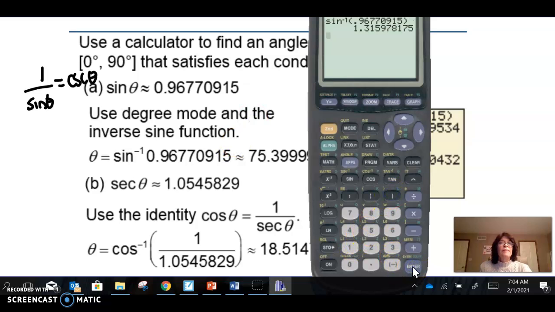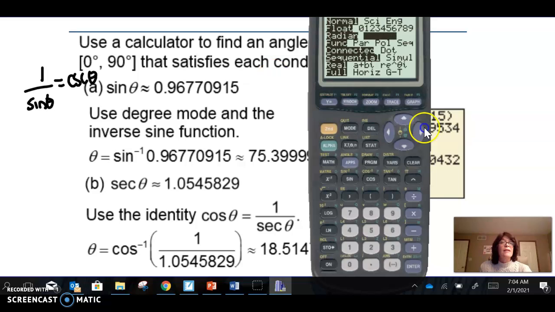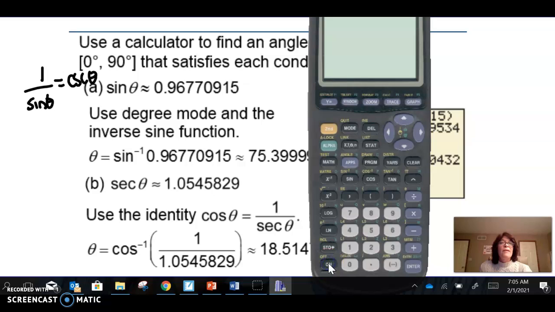And I get the wrong answer, it looks like. That's because I made the common mistake of not changing my mode to degrees. It asked me to find an angle in degrees. Oopsies, my calculator was set for radians. So I have to make sure I'm in degrees. I thought maybe that was a 1 degree angle, but it's not.